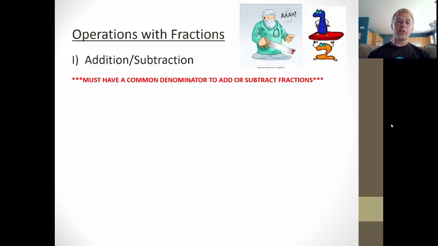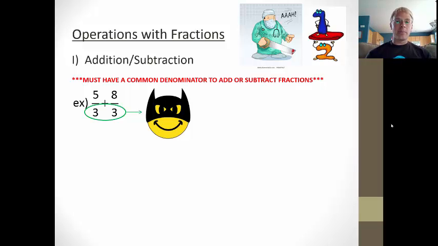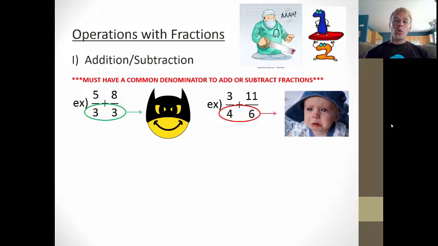Now, the key for addition and subtraction is you must have a common denominator to add or subtract fractions, right? We see in these two fractions, the denominator of both is 3. That's good, and Batman is happy. And trust me, you don't want to make Batman angry. However, in this example here, one denominator is 4, the other is 6. That is not good. We cannot add those fractions or you'll make babies cry. And you don't want to make babies cry, do you? Good. I didn't think so.